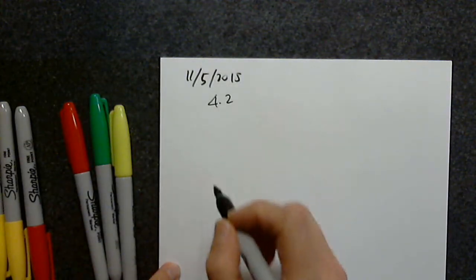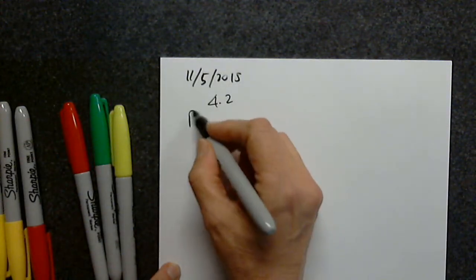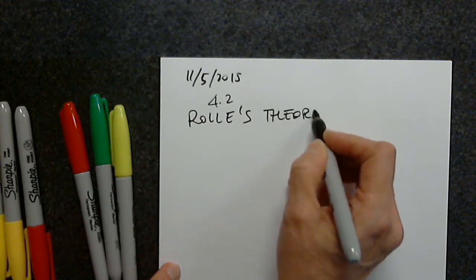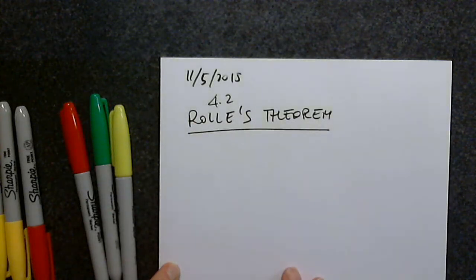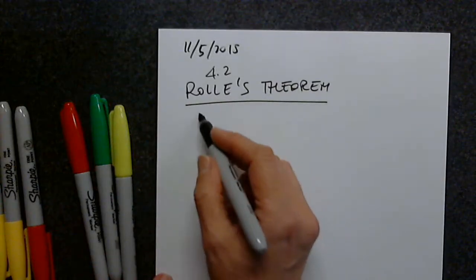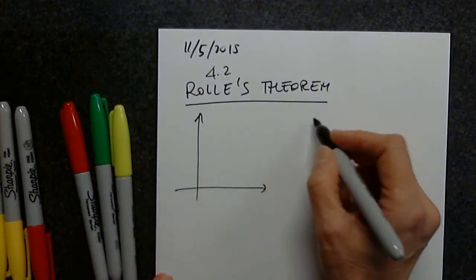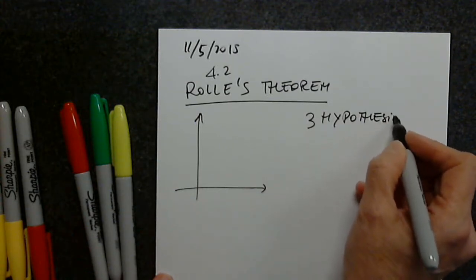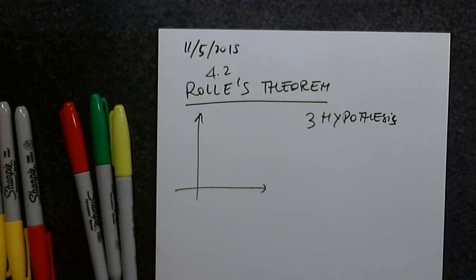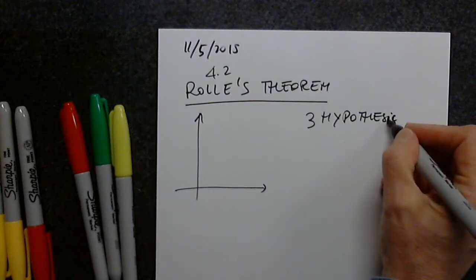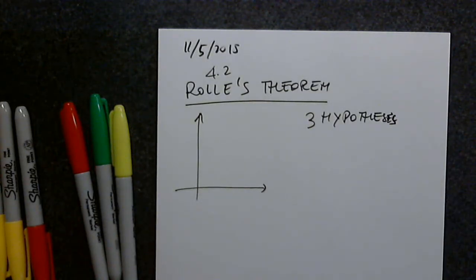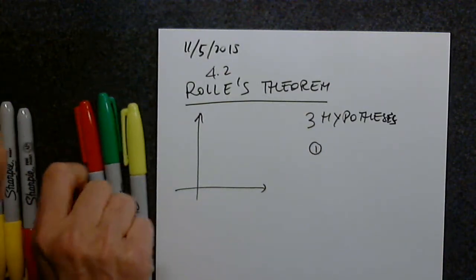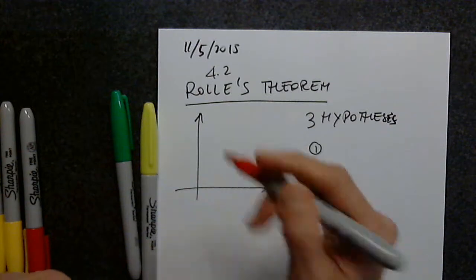So in 4.2, we're looking at two theorems. One is Rolle's theorem. And here's what Rolle's theorem says. First of all, it has three hypotheses. Okay, three hypotheses. Number one, and I'm going to graph a function that fulfills the conditions.